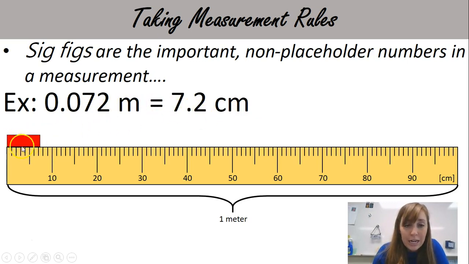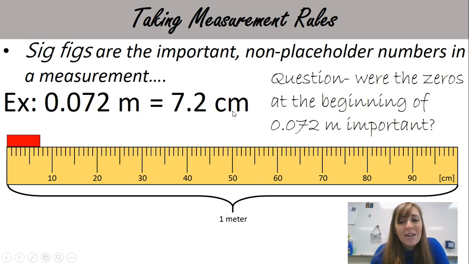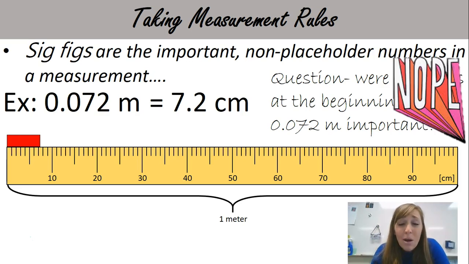I didn't change the size of this red block, but if you notice, this looks a little different because of my prefix. So I have a question for you. Were the zeros at the beginning of 0.072 meters important? Do I have to have them written in my measurement? Are they that important? And the answer is no, because I can add a prefix, and the prefix takes the place of those zeros. Those zeros are what we call placeholder numbers.